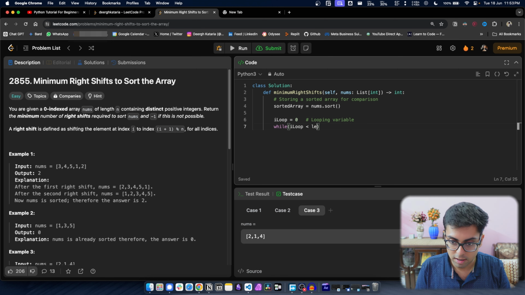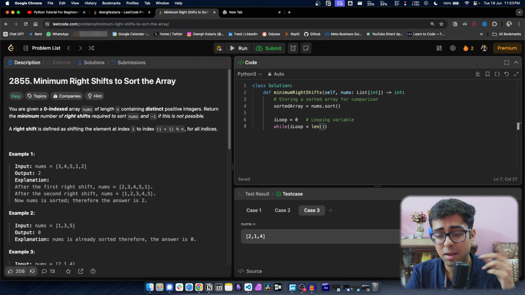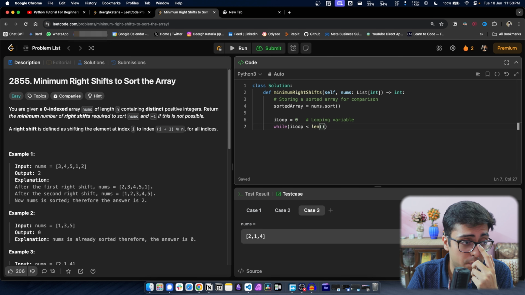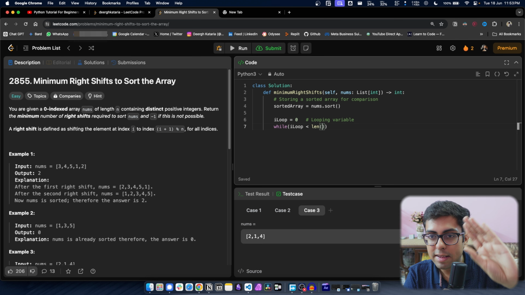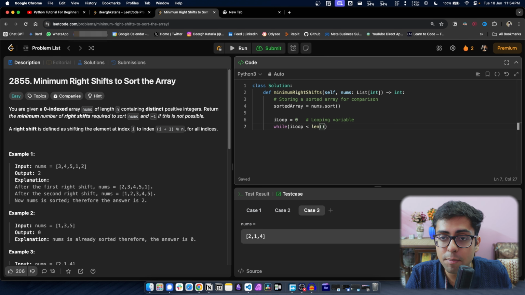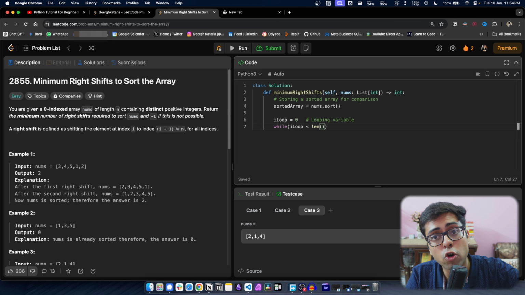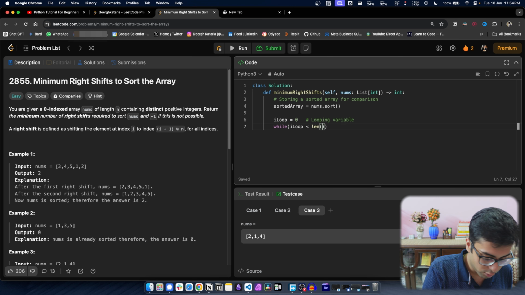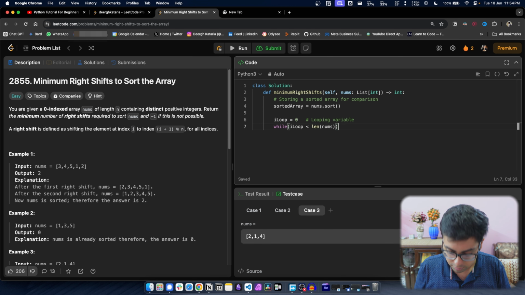Less than length of what? So how many iterations do we really need? Think about it. We need exactly as many right shift operations as the length of our array. The reason being, let's say the length of the array is 5 and you do 5 right shift operations, what's going to happen? It's going to come back to its original state. That means the array cannot be sorted. So the answer would be length of nums over here.